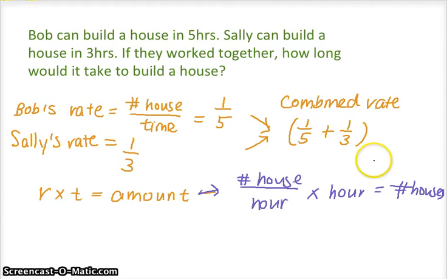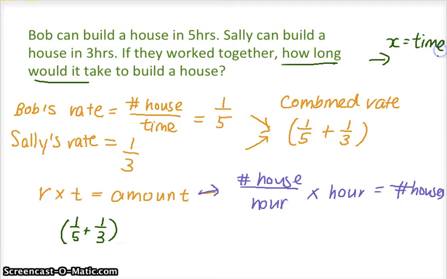Okay, so in this case, the rate is 1/5 plus 1/3 if they work together, right? And times however much time. That's what we want to find out, how long it would take. So we're going to say x is the amount of time, and multiply this by x, the time, equals how many houses. It says to build a house, so we only want them to build one house. So we have to solve for x to find the amount of time it takes for them to work together and build a house. So we have this equation right here, and we've practiced solving that in this video.